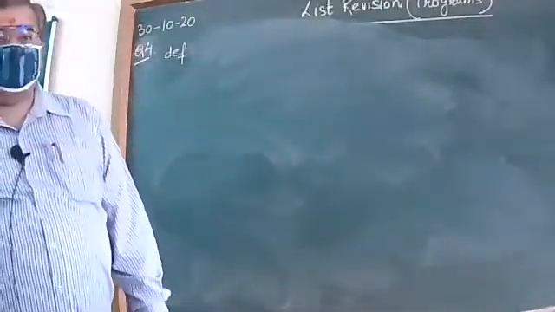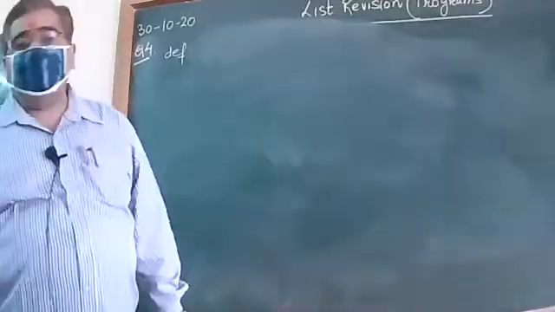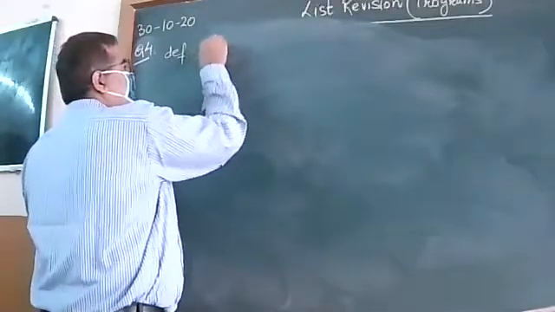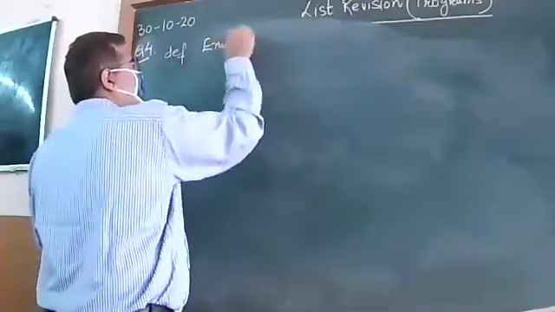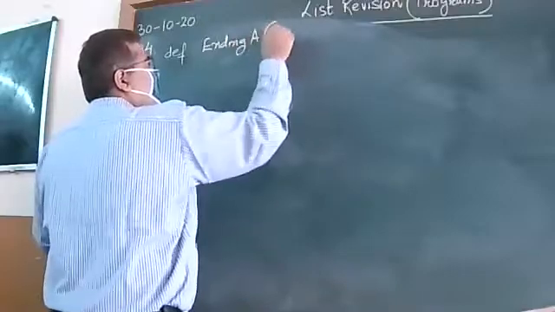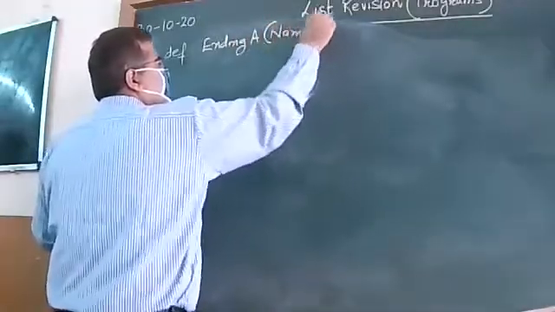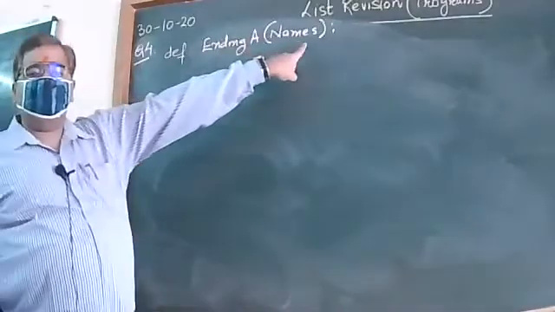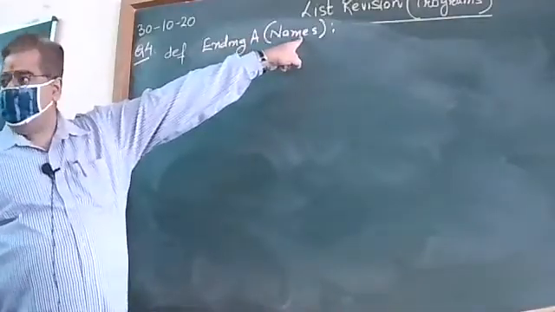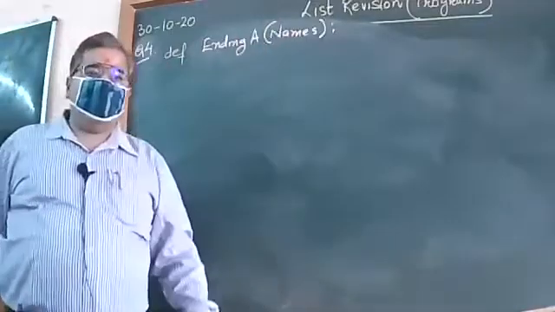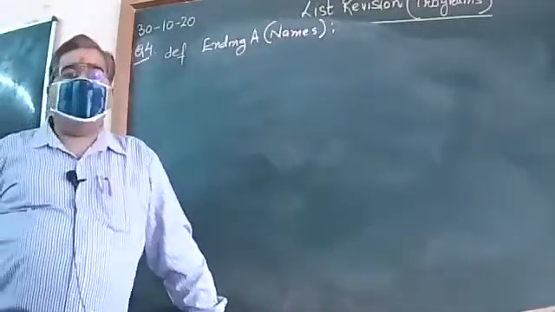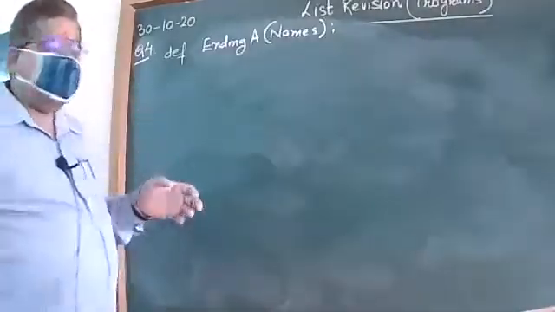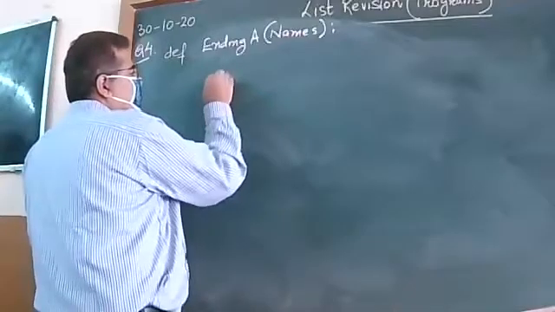Now the next question is, listen carefully. You are to create a function ending A. And a list is being passed as parameter. The name of list is names. Now what you are to do, you people have a list of strings. What actually the logic is, this is a string.